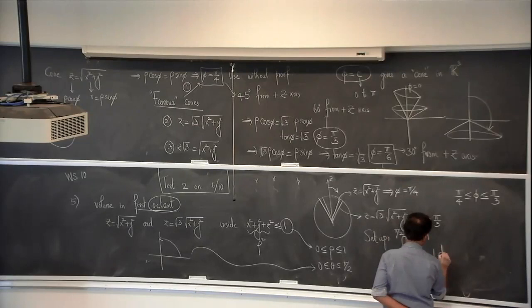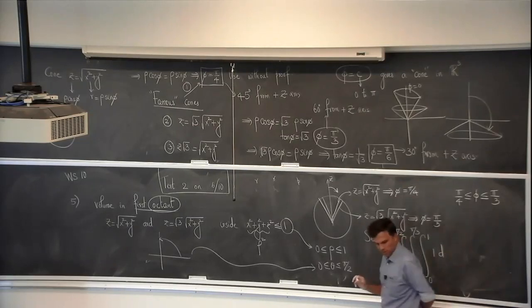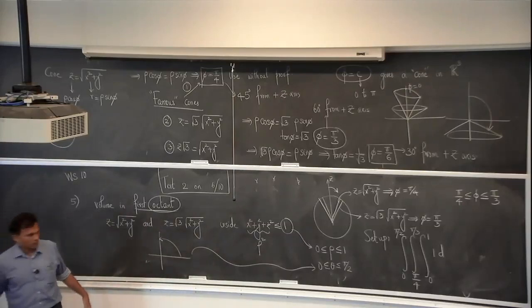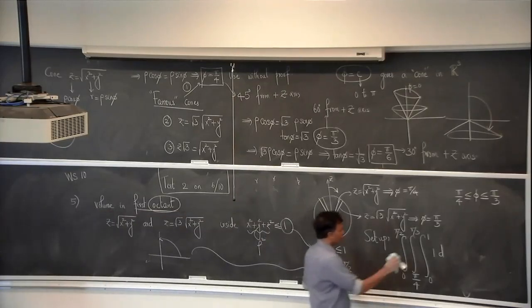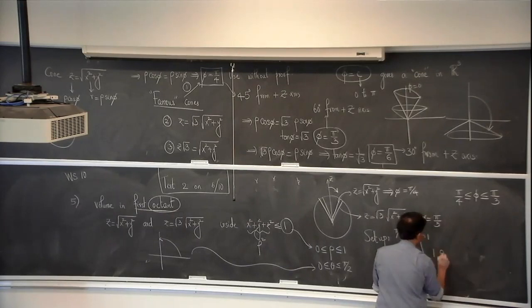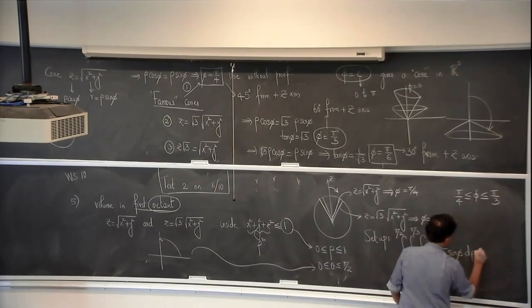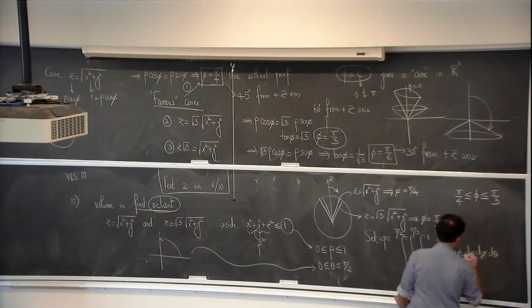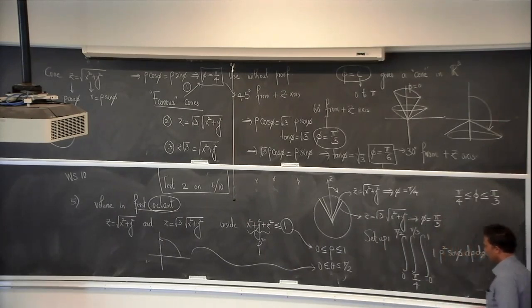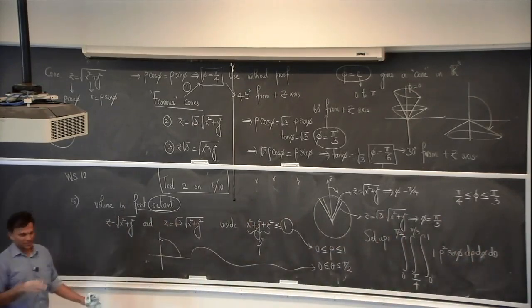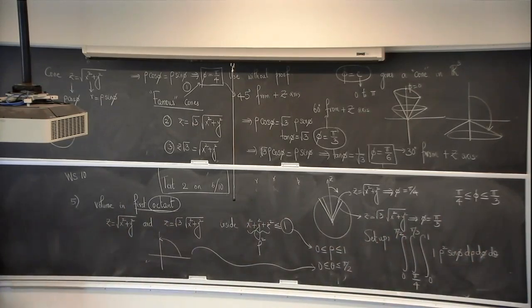of 1 times rho squared sine phi d rho d phi d theta. And then you can separate it, do it at your own convenience. Again, the answer is on Canvas, so please do this yourself. Make sure that you are comfortable with the integration.